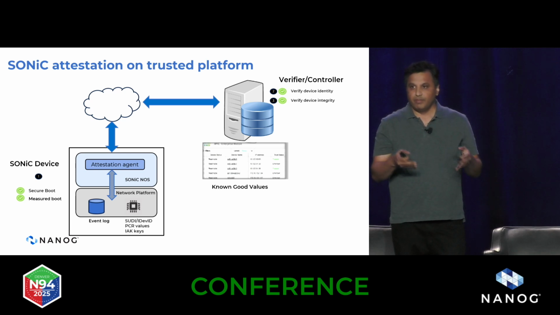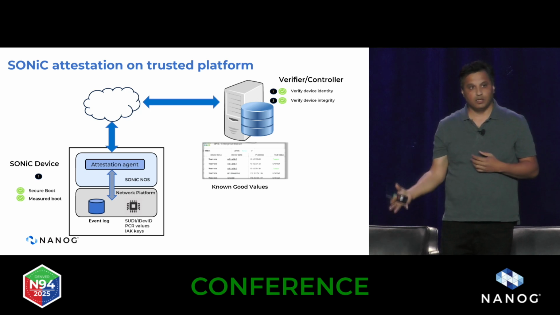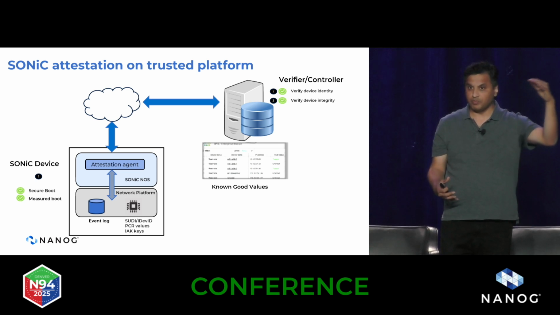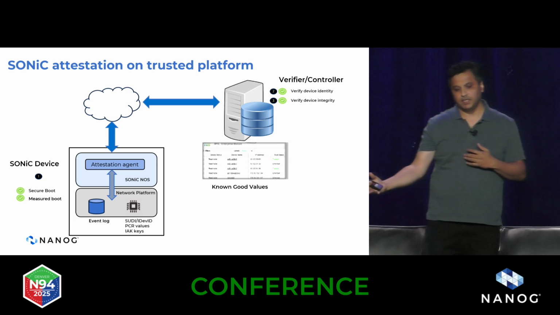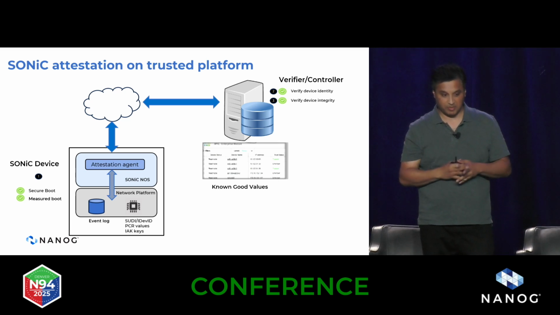Currently in SONiC, what we implemented locally is that we validate the event log history against what is in the trust anchor module. We recompute from the history, generate the final PCR values, and compare to see that things are as expected.